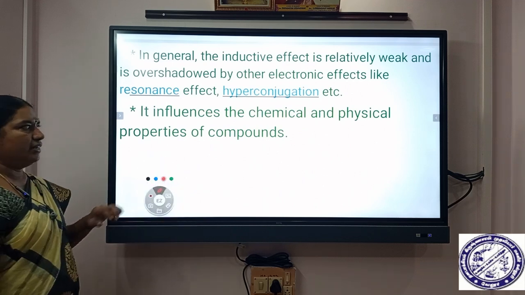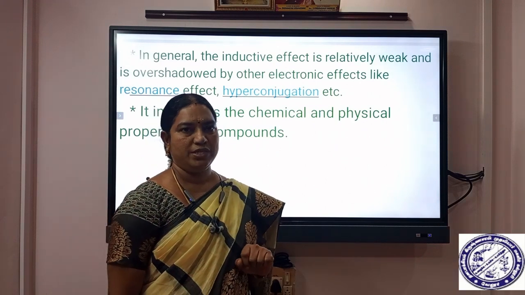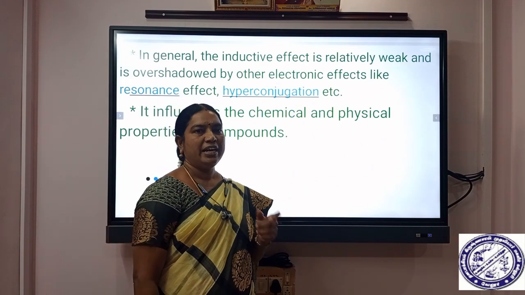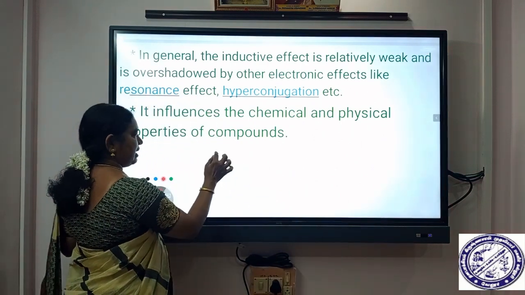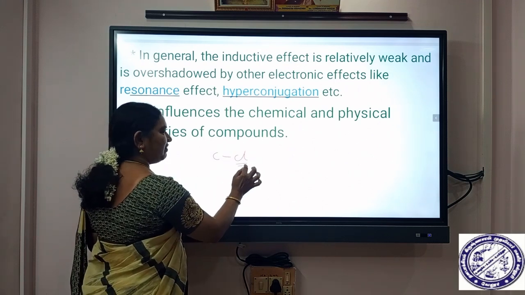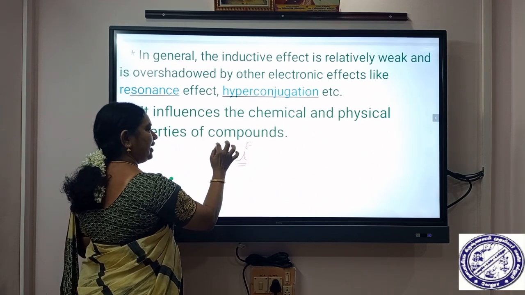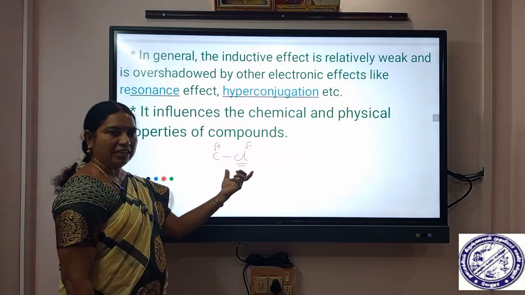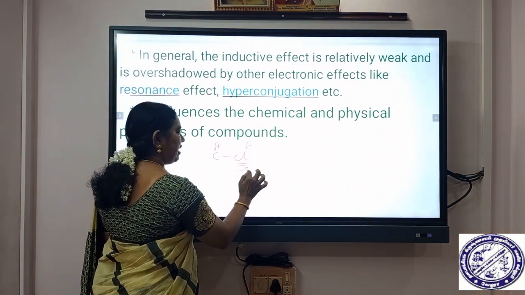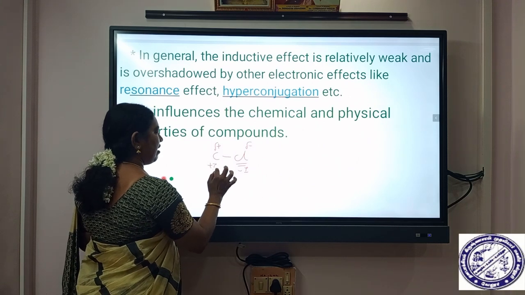Now we will see the types of inductive effect. Inductive effect is classified into two types. One is plus I effect, or positive inductive effect, and the other is minus I effect, or negative inductive effect. We will take the same example, carbon, chlorine. Here I said chlorine is more electronegative in nature, and therefore it will possess a slight negative charge. Carbon possesses a slight positive charge. So the chlorine atom pulls the electrons towards itself. Therefore it has minus I effect. The carbon atom donates the electrons. Therefore it possesses plus I effect.